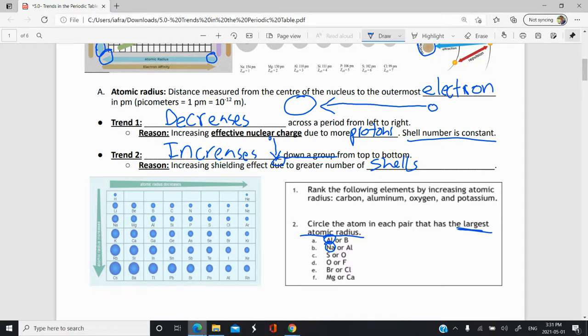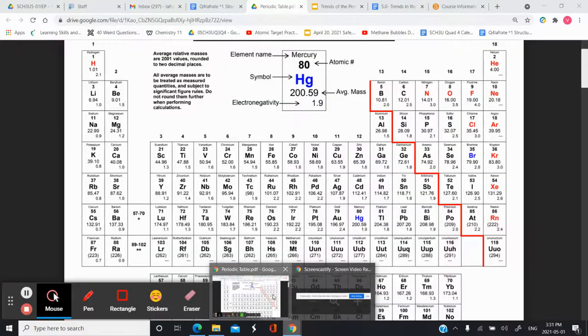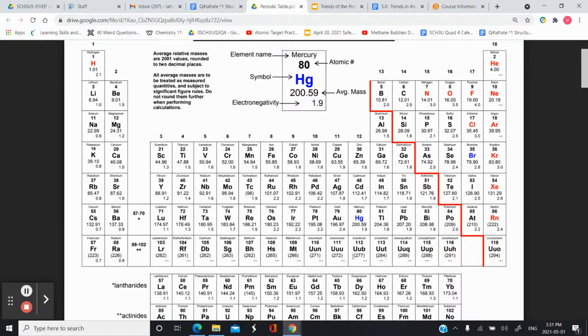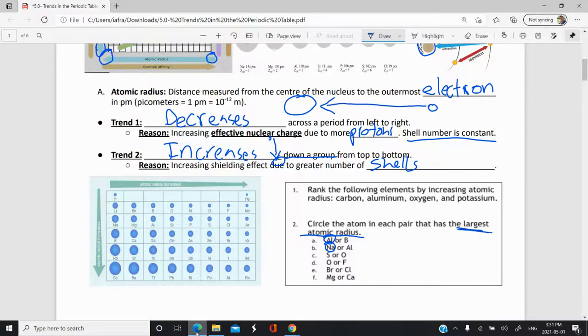Next, between sulfur and oxygen. So let's take a look at sulfur and oxygen. So here's oxygen, here's sulfur. They're going down a group. Going down a group, the one below should be larger due to more shells, so sulfur is the larger one. So there we go. Sulfur is the larger one, and it looks like it makes sense. Sulfur does look a little bit larger.